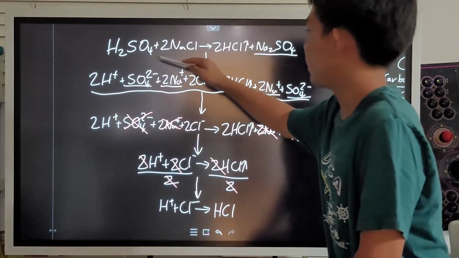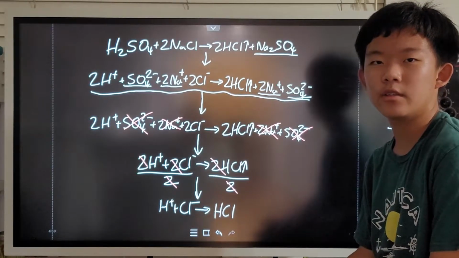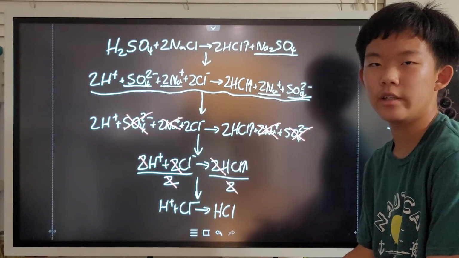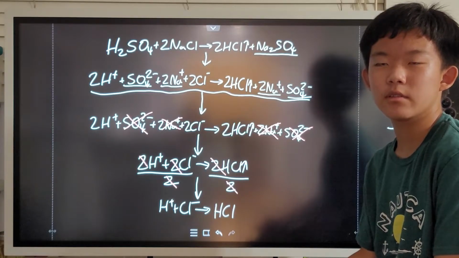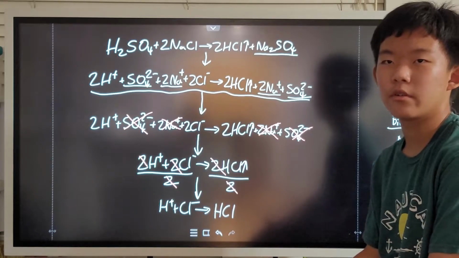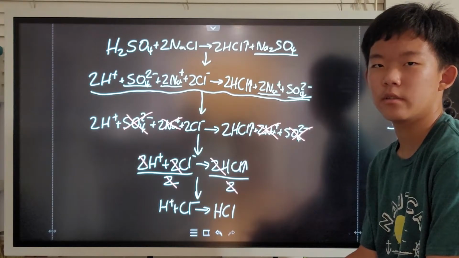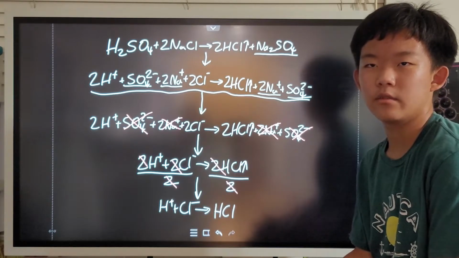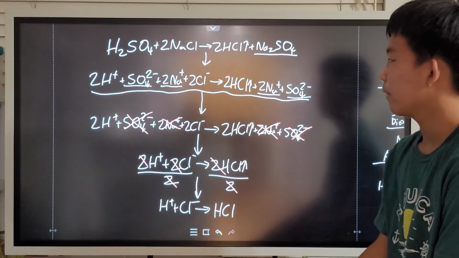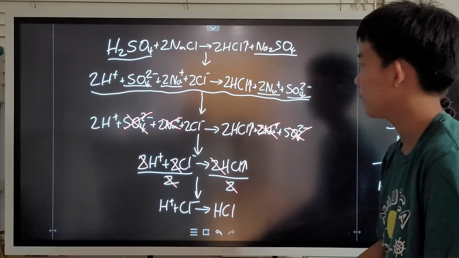Now you may wonder why I split up sulfuric acid, and that's because in a net ionic equation, strong acids and strong bases will fully dissociate, and therefore we consider them as hydrogen ions and sulfate ions rather than the molecule itself. This isn't true for weak acids or weak bases though, because they ionize only a very tiny amount, so small that you can practically ignore it. However, strong acids like this one will dissociate completely.